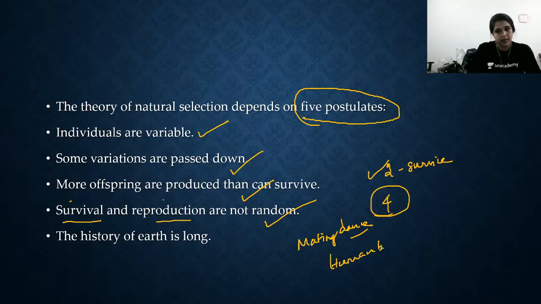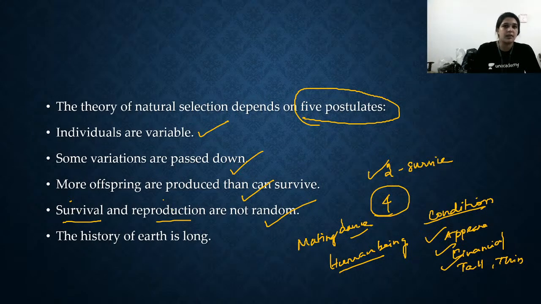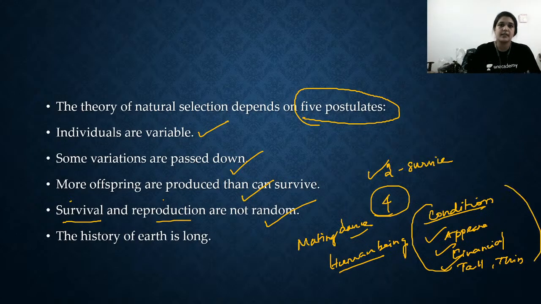Now in human beings, for marriage, we have many conditions. Some prefer appearance. Some prefer financial independence. Some prefer a tall person, a thin person. So these are all conditions. So survival or reproduction is not random. Everybody can survive, everybody can reproduce? No. In nature, there are many conditions for survival and reproduction. Only who fits these conditions can survive and reproduce. That is what they are saying.